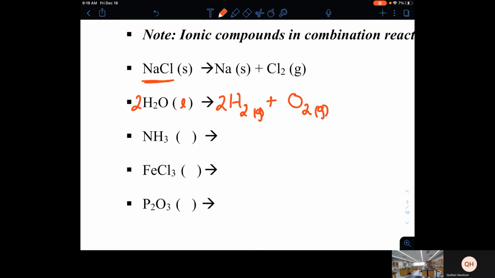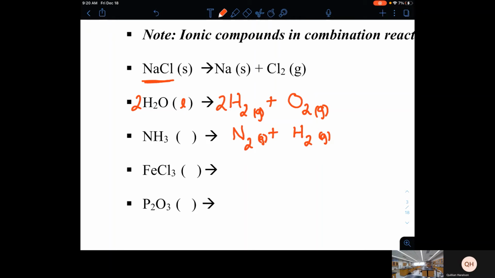For the next one, I've got NH3, which is ammonia. For this one, I would once again break it apart and show the elements. Here goes nitrogen. Here goes hydrogen. Once again, use the NiH rule, check and see if those elements are diatomics. In this case, nitrogen happens to be, and hydrogen as well. Hydrogen I know is a gas. Nitrogen I also know is a gas.